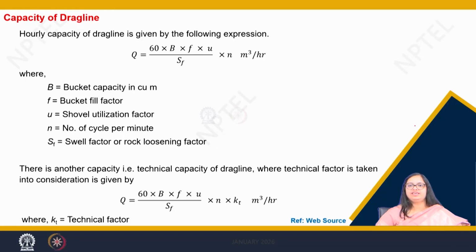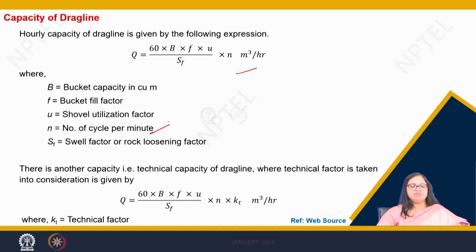Now, coming to the capacity of a drag line. When we have to determine the capacity of a drag line, it is determined on hourly basis. So, how do we do that? The equation is similar to that of the shovel, where your Q is equal to the bucket capacity multiplied with the fill factor multiplied with the utilization factor divided by the swell factor. But here we have another term which is multiplied with n. What is this n? That is the number of cycles per minute.